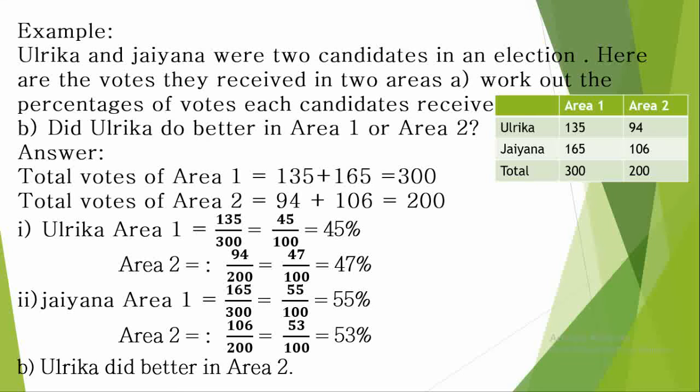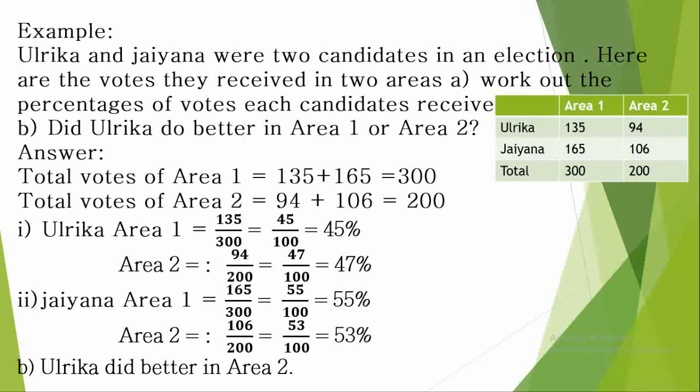47%. Now for Jayana, area 1, she got 165 votes out of 300. So 165 upon 300, we have to convert into simplest form. So we have to divide both the numbers by 3. So you will get the answer 55 upon 100, which means 55%. Now for the area 2, she got 106 votes in area 2. So 106 divided by 200. So this fraction we have to convert into simplest form. So we have to divide by 2. So you will get the answer 53 upon 100, which means 53%.